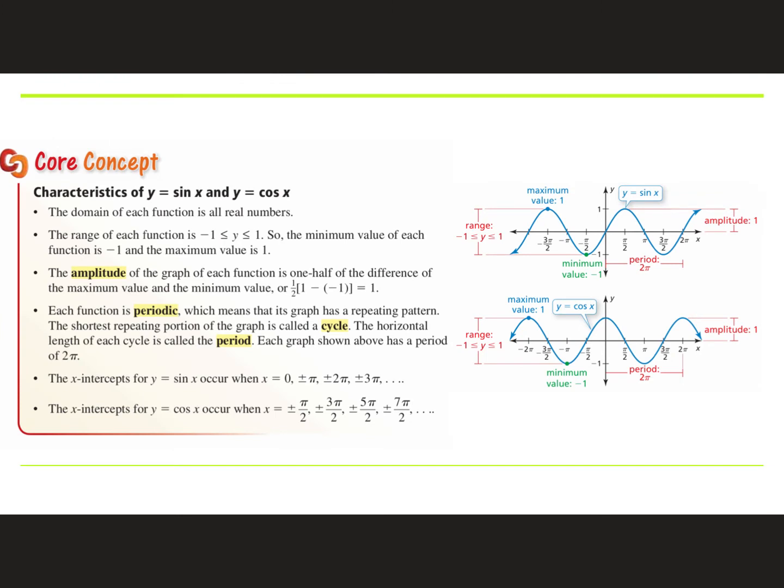The next page. So the domain of each function is all real numbers. So domain goes from left to right, it's all of our x values. Our graph goes forever in the negative direction and forever in the positive direction, so our domain is all real numbers. Our range is from -1 to 1. So if you see, our graph never goes below -1 and never goes above +1. Our range is just the y values in between here. So from -1 to 1.